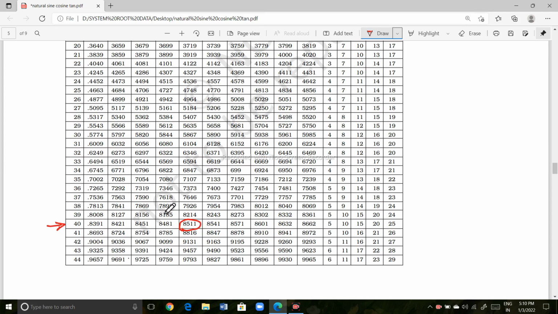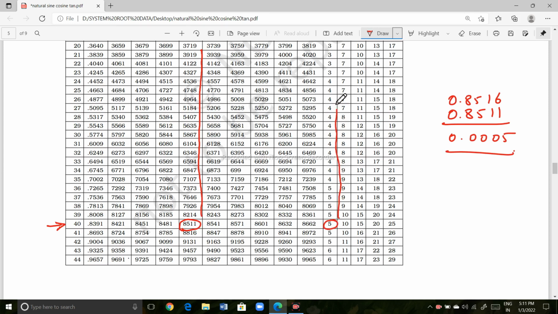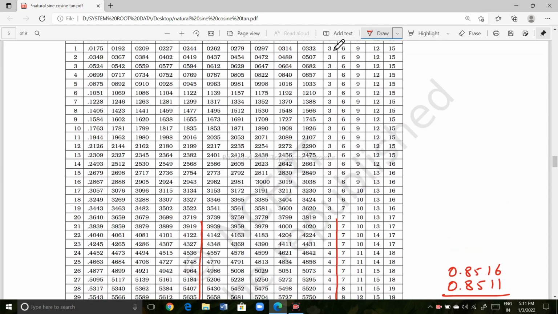So how many degrees is this? 40 degrees. Okay. And we'll take this up to see what the minute is. And let's check out the difference. So 0.8511, what we needed was 0.8516. If we subtract, we'll get a difference of 5, and we'll check the difference of 5 in the same row, and the difference of 5 is here, and we'll take this up to check what that answer is. So let's see what we get.